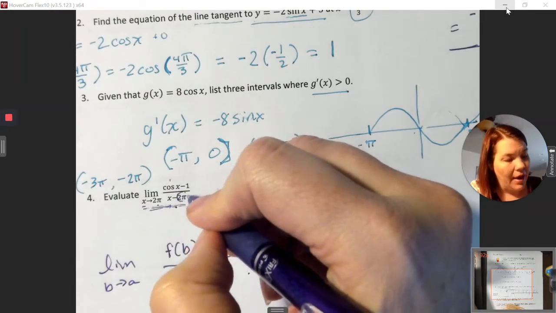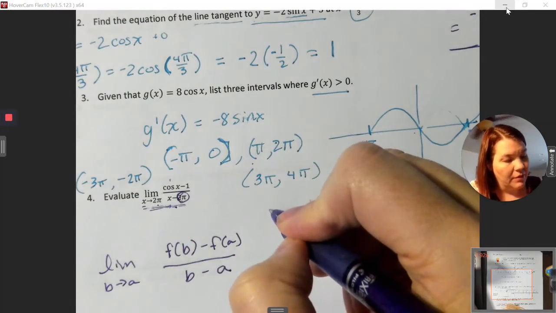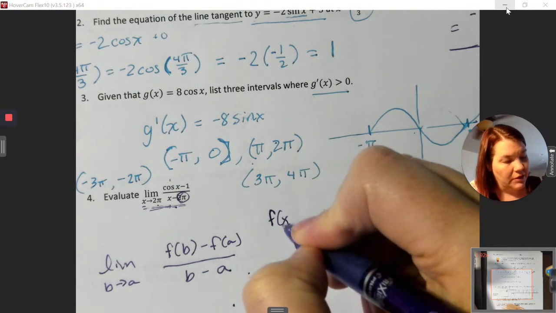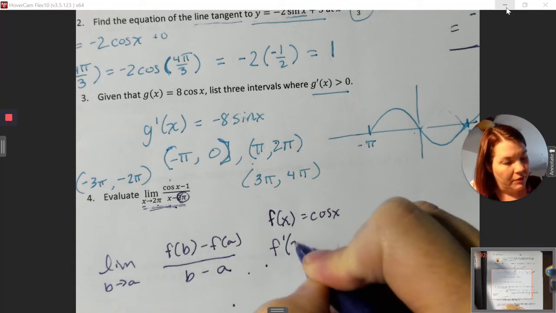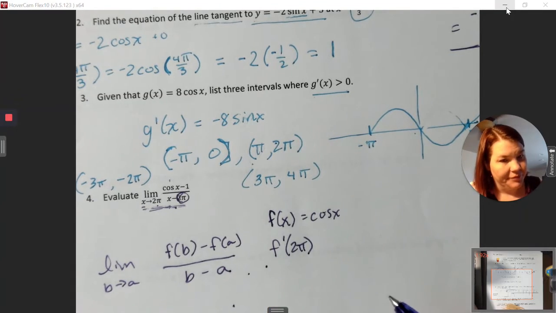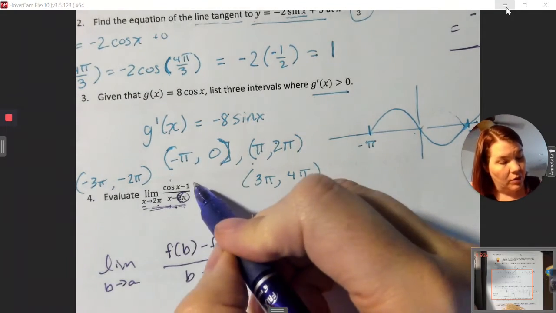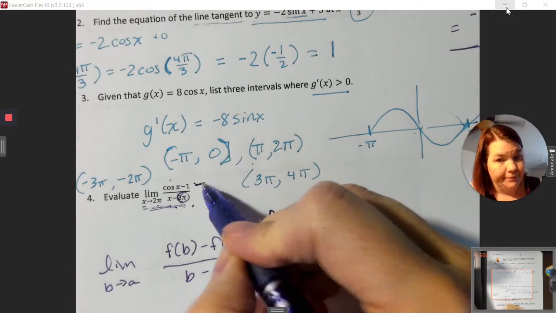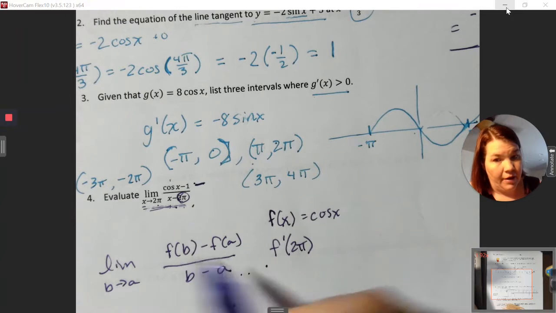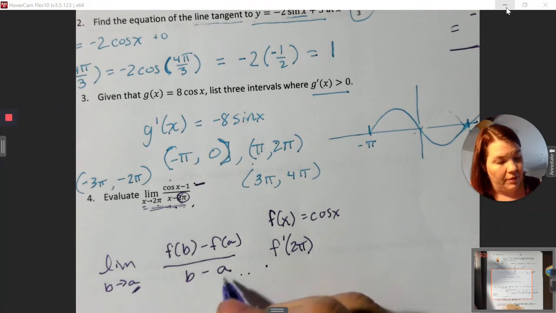So f of x must equal cosine, and I must be trying to find f prime of 2 pi. See how, because what is cosine at 2 pi? It's 1. So that's f of a, and a is where I'm trying to find the value.